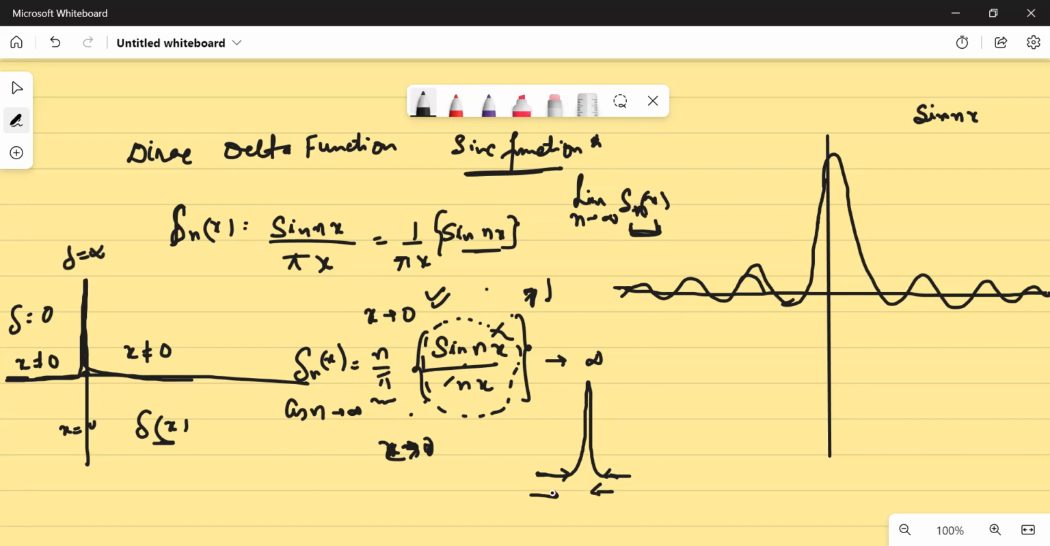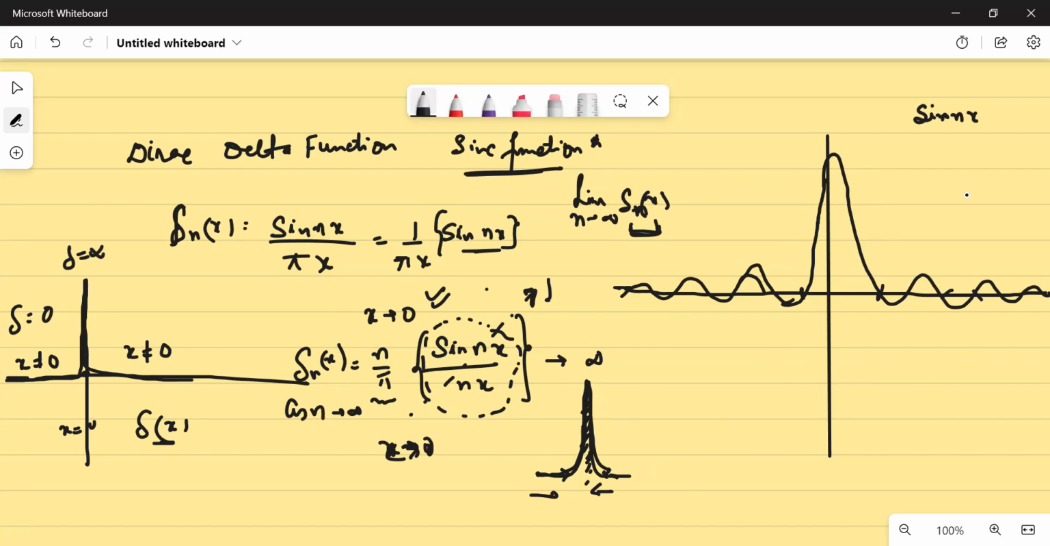As x tends to infinity, your n tending to infinity would make it peak around x equal to 0. This is clear? Around x equal to 0. Overall, the derivation part is very rigorously mathematical, so I'm not going there. I'm just trying to make you understand that possibly in the limiting case, it will behave as if it is a Dirac Delta function.